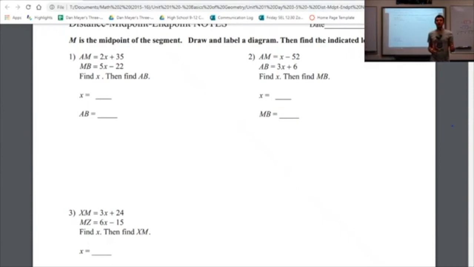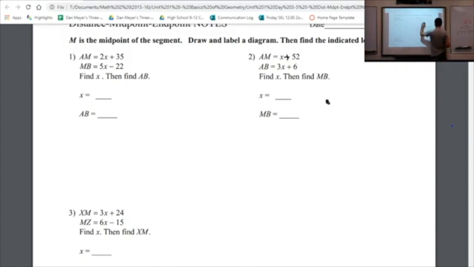This next problem I'm recording later because I realized that there was something wrong with the example. So we're going to change it. Pay close attention here. This minus, I'm going to make it a plus, because otherwise it didn't solve very cleanly. That minus is a plus, so now it's x plus 52.